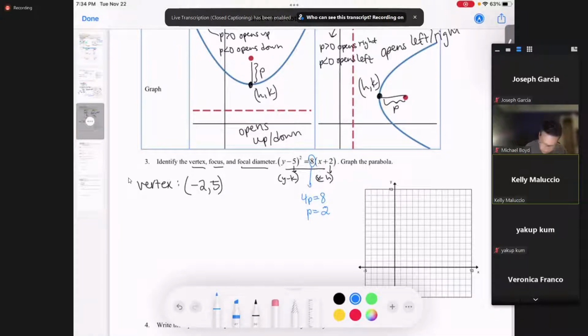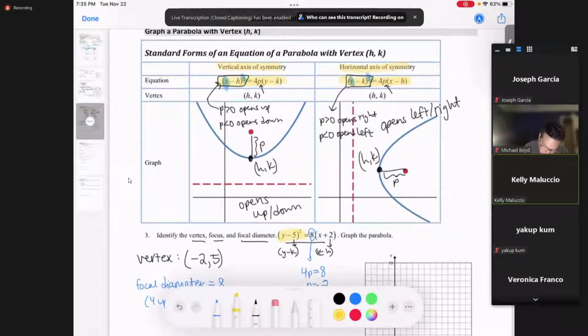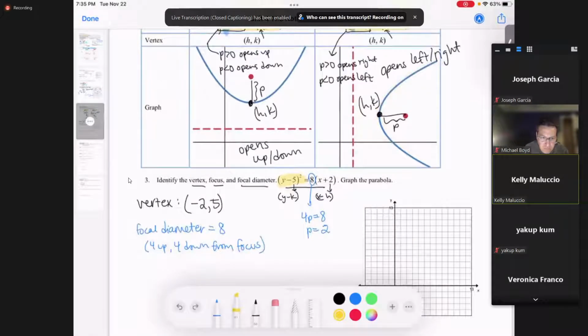And so I can also get that focal diameter. It's basically just this number out front here because it's 4p. And so this is 8. And this means we go 4 up and 4 down from the focus point. I said up and down because I noticed that the y is the squared term. And so it's going to be opening left or right. Well, in this case, right.